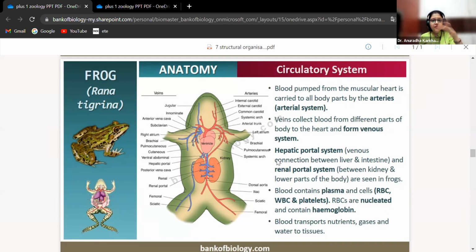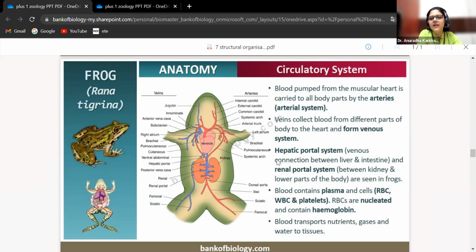Same as even the frogs are going to have, see, hepatic portal system, venous connection between liver and intestine. That is only called as hepatic, right? Yes, correct. And we also have renal portal system, that is from kidney and lower parts of the body are seen in frogs. तो ये नाम याद रखने हैं, hepatic portal system, renal portal system. Okay, blood contains what all things? Plasma, cells, that is RBCs, WBCs, and platelets. Even we have got the same thing.